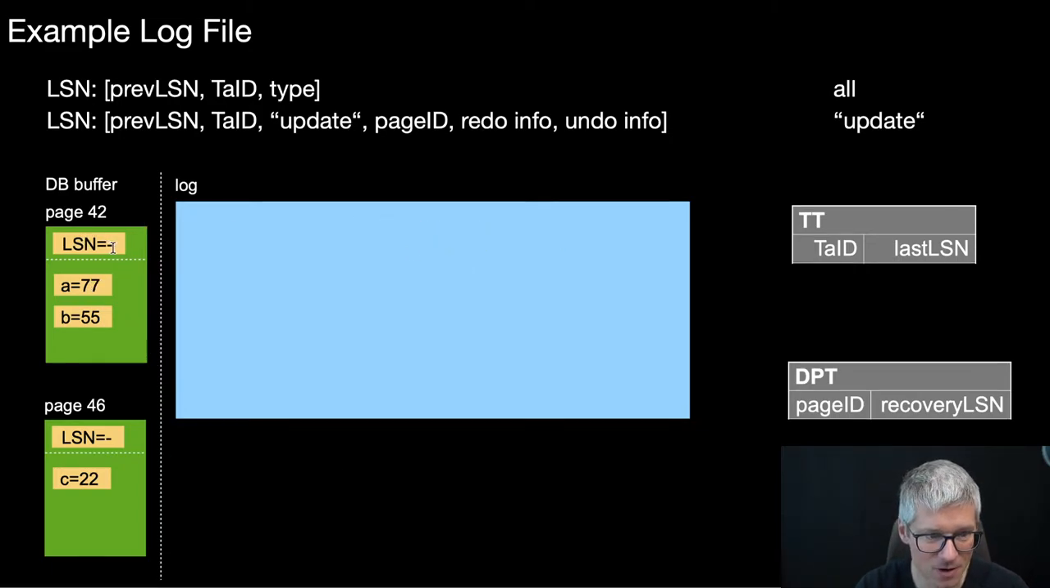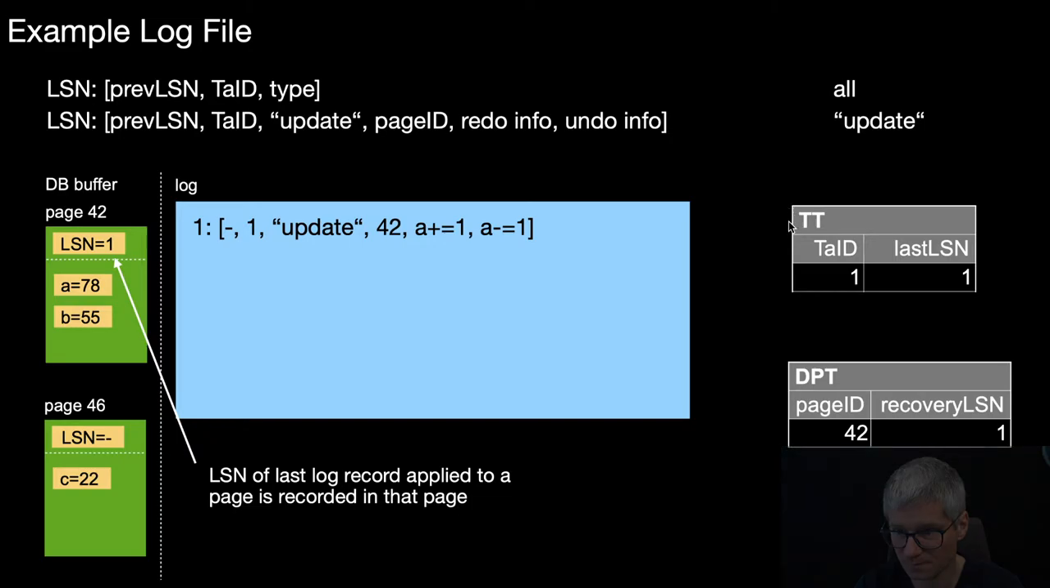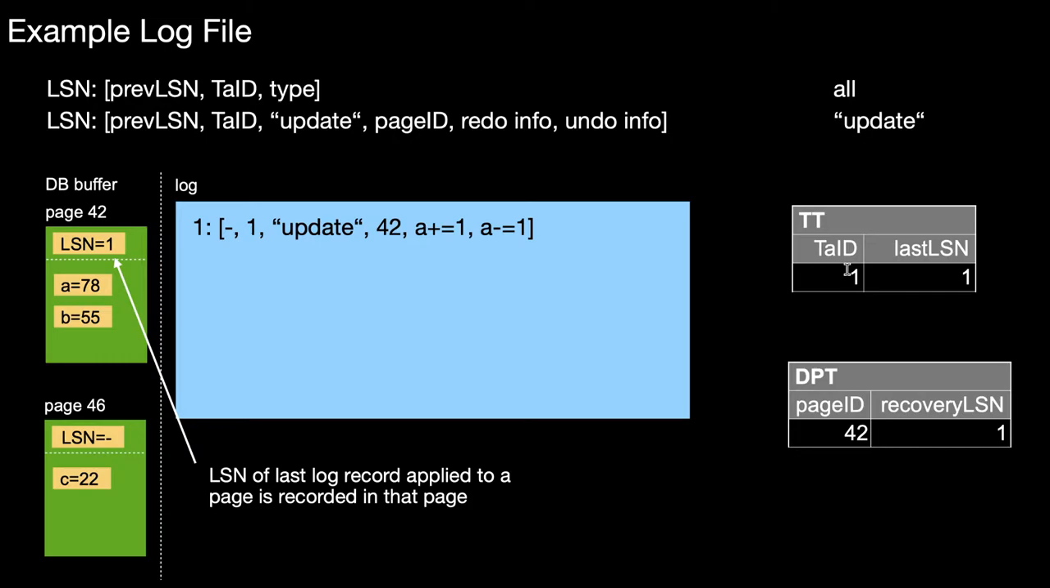You see before there was no log sequence number recorded, no version number, and now we have a version number all of a sudden. You see that the transaction table changed to: here we have an ongoing transaction number 1, and that's the last log record we've seen, number 1. And the dirty page table gets a new entry, that's page 42, and that is the log sequence number. That will never change in the following. Even though we may see other log records changing the page, this number will never change, unless you write out the page in the background.